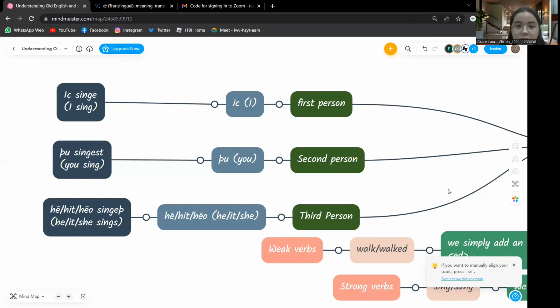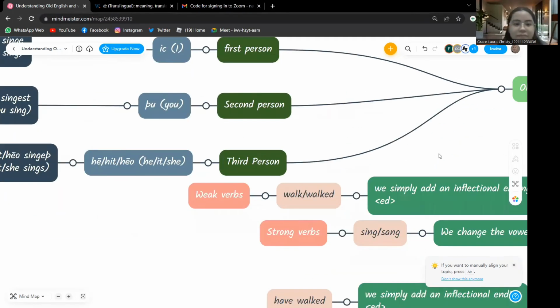Let's take a look at the first example. Ic stands for I. Singan is modified into singe. And for the second person, thu stands for you. It is changed into singest, if I'm not mistaken. And the last example is the third person: he, hit, and heo. It is changed into singeth. Yes.